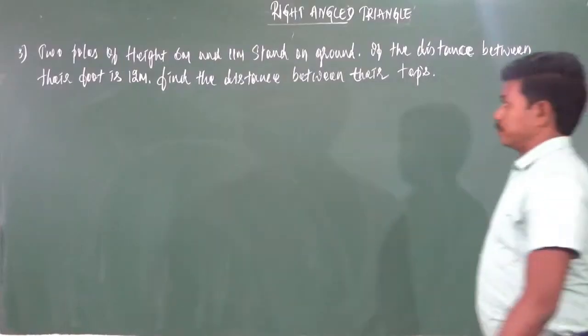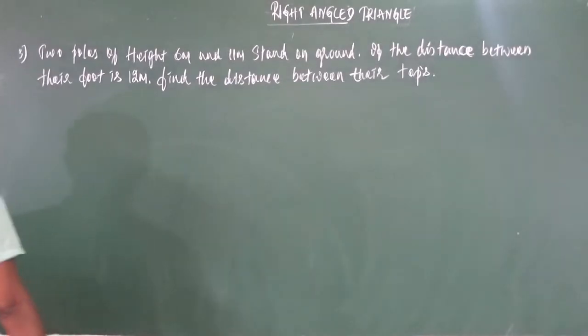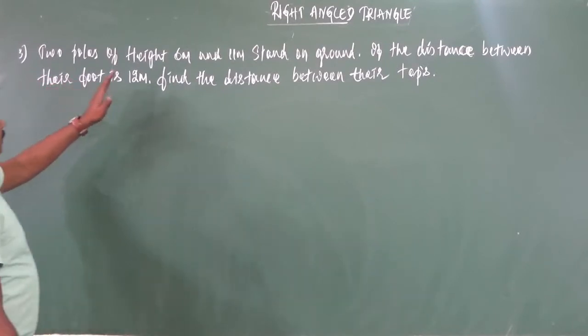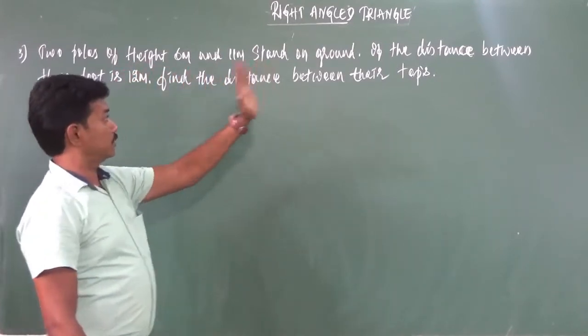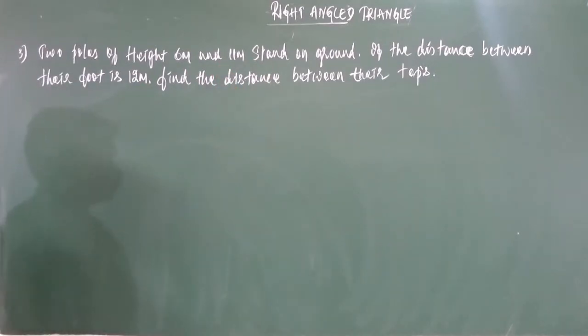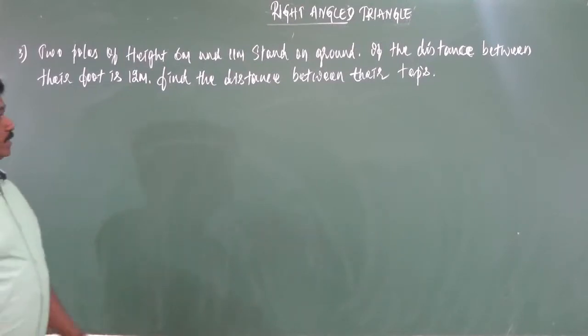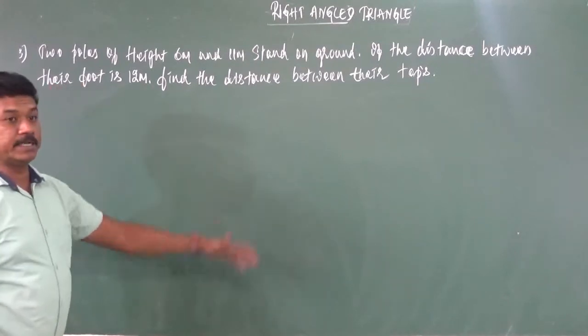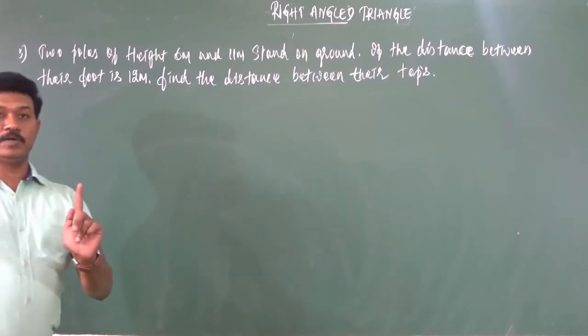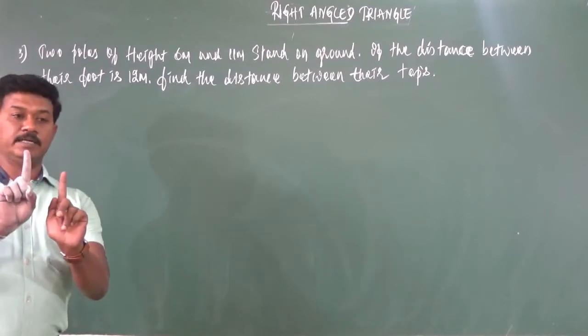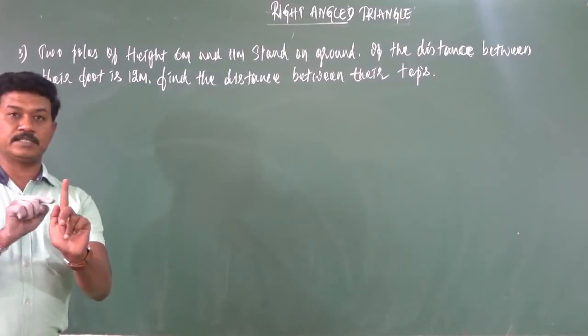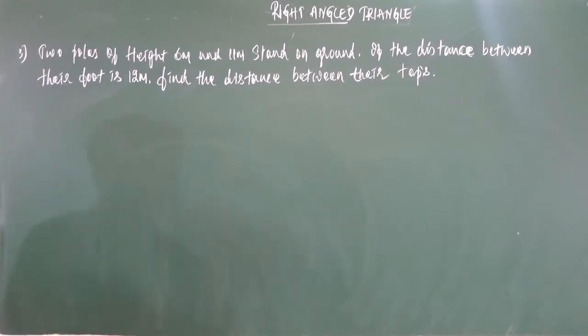Okay, we'll go with the third problem, very important. It was asked in one of the examinations, some 2 times in the SSLC final examinations. So 2 poles of height 6 meters and 11 meters stand on the ground. Okay, so let us imagine 2 poles. If the distance between their feet is 12 meters, so one pole is 6 meters, another pole is 11 meters. So the distance between their feet is 12 meters. So this is how we have to imagine.